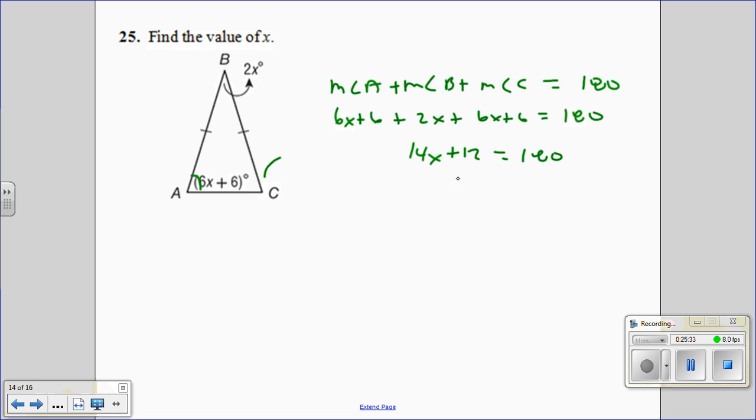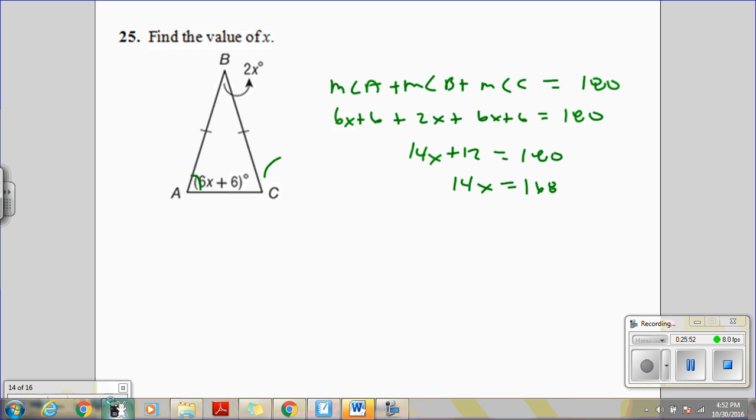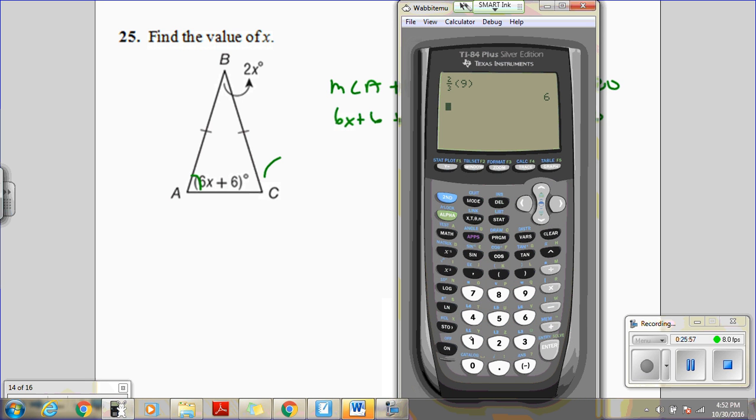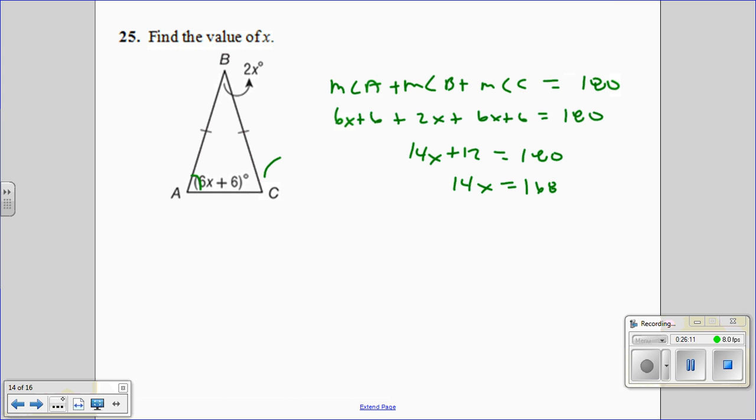And now subtract 12 from both sides. You would have 14x equals 168. And then divide 168 by 14. Let's grab the handy dandy calculator. 168 divided by 14 is 12. So x equals 12.